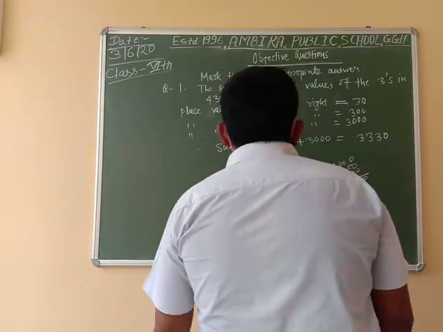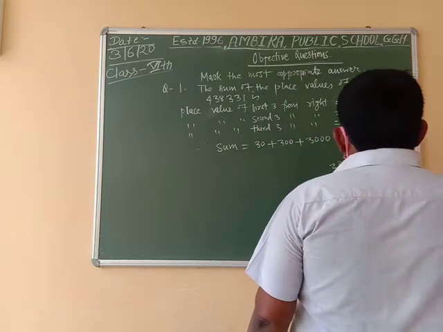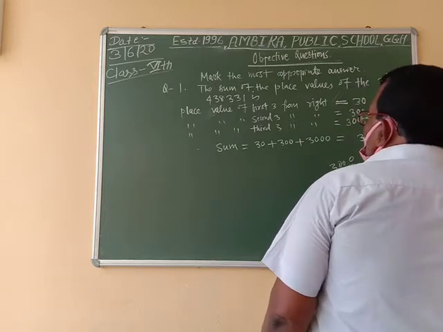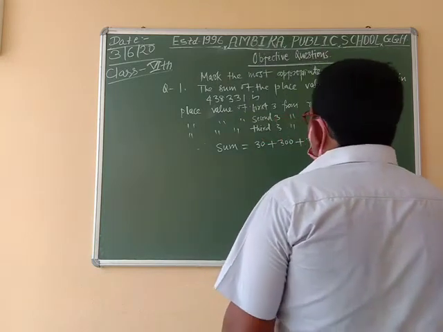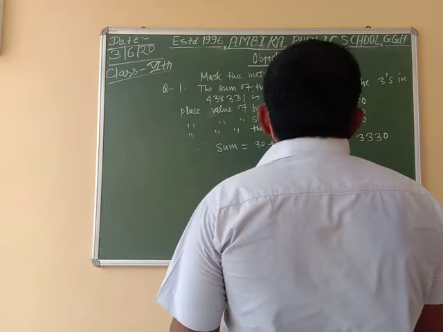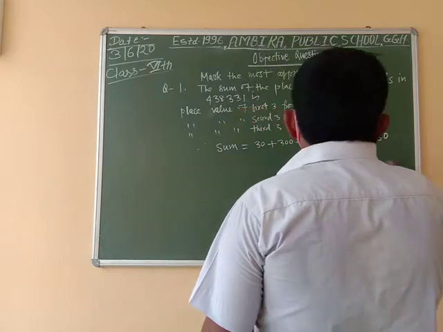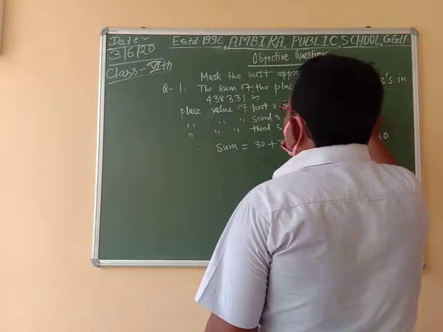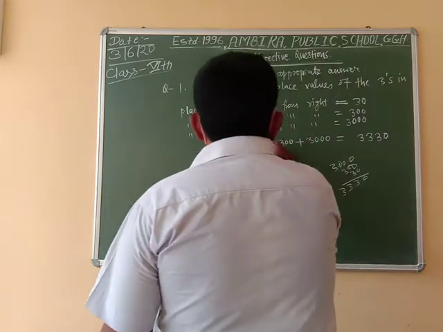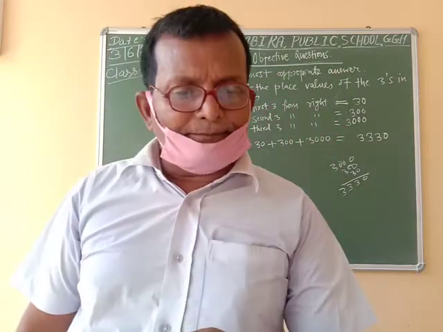Sum is equal to 30 plus 300 plus 3000 is equal to 3330. So the sum of the place values of the 3s in 438331 is equal to 30, 300 and 3000. Adding all these, the total sum is equal to 3330.